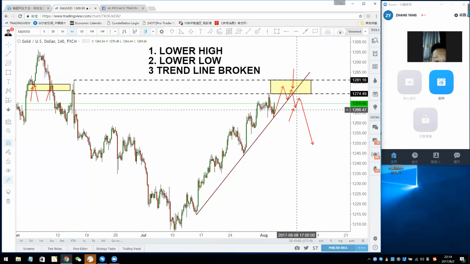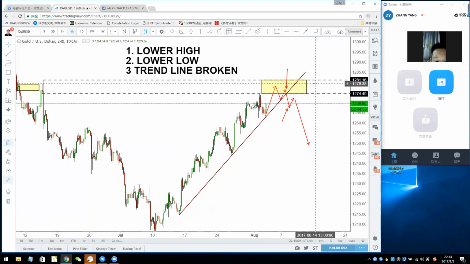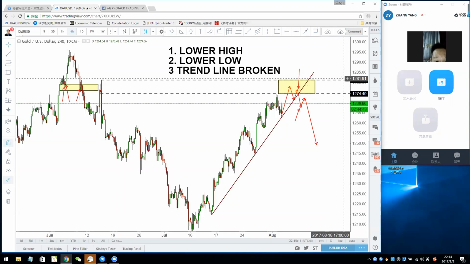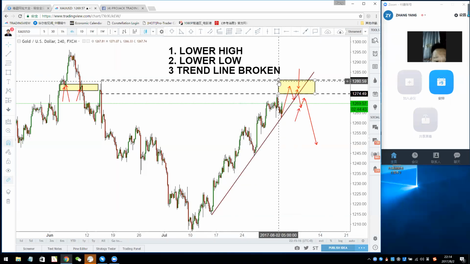Lower high, lower low occurs, trend line broken, and we have anticipated the gold to be rejected from 1274.49 to 1281. Because this is a very, very important killing zone, the killing zone for the gold.